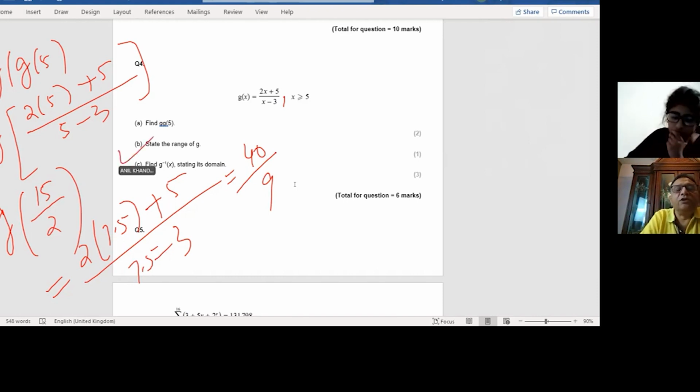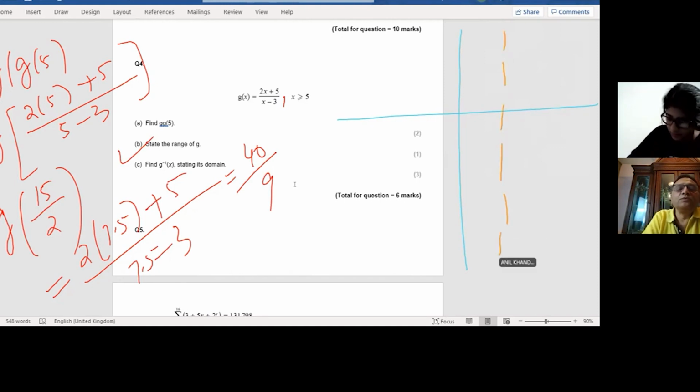State the range of g. So this is basically a rational function, correct? So can we sketch it? Yeah, that's a good idea. Let's sketch it. Okay. So vertical asymptote at x equals 3. Horizontal asymptote at y equals 2. Yeah, the ratio of leading coefficients, 2x divided by x.